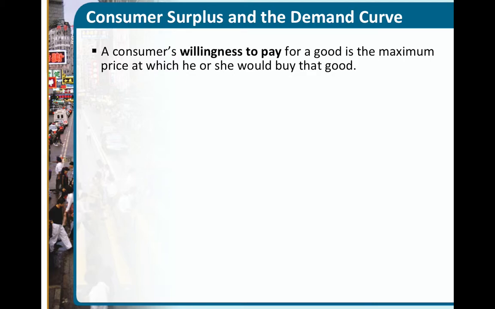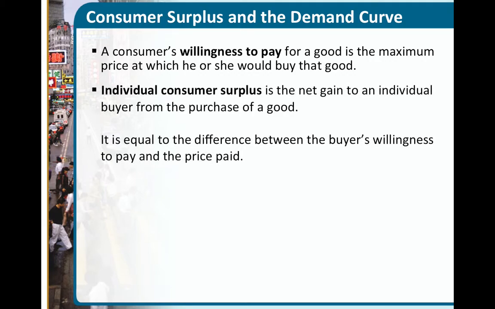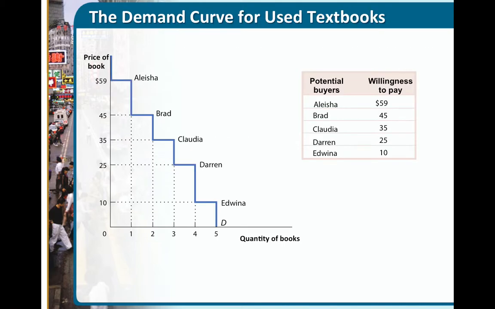So a consumer's willingness to pay is the maximum price at which he or she would pay for that good. Now that makes sense. And this individual consumer surplus is the difference between what the buyer paid and what the actual willingness to pay is, or vice versa. So you subtract the price paid from the willingness to pay.